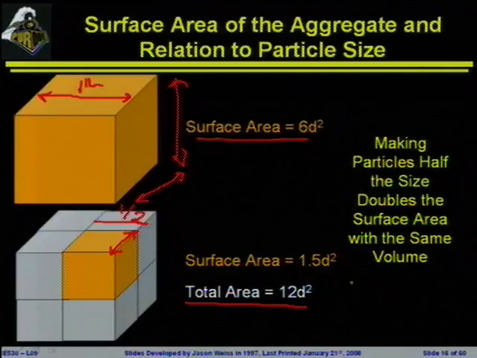the number 16. So from 4 to 8 to 16. The next one down was 32. It should have been 32, but it's actually 30. Generally, as you go from one sieve to the next sieve, you're cutting the size of the aggregate about in half. Every time you go to an aggregate that's about half the size, you double the surface area.